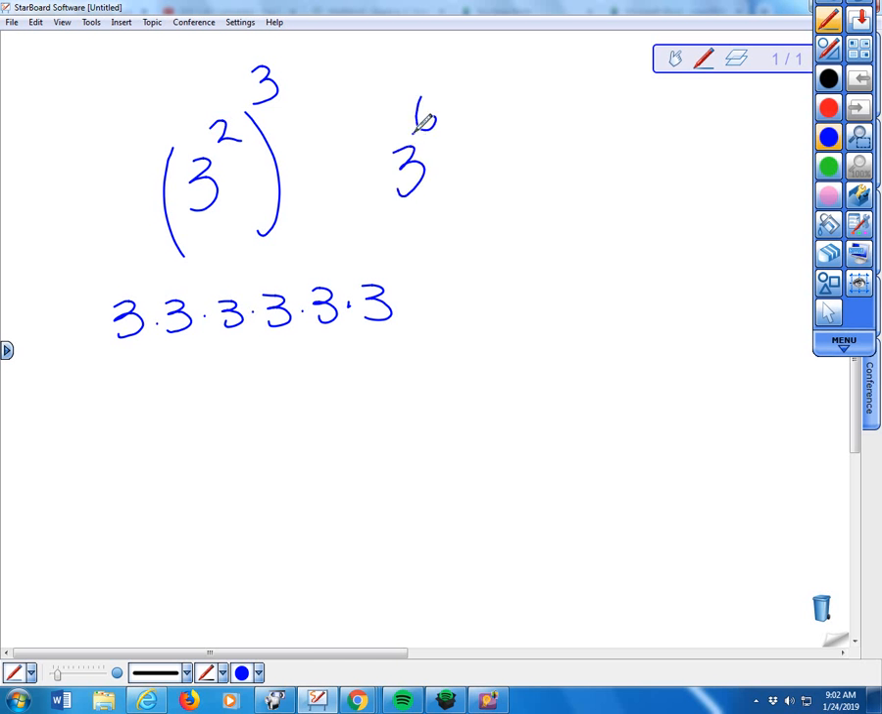So the rules are, if I multiply something with an exponent with the same base, I add the exponents. If I divide, I subtract. And if I raise it to a new power, I multiply those exponents. Okay? So I'm going to do a couple of examples real quick.